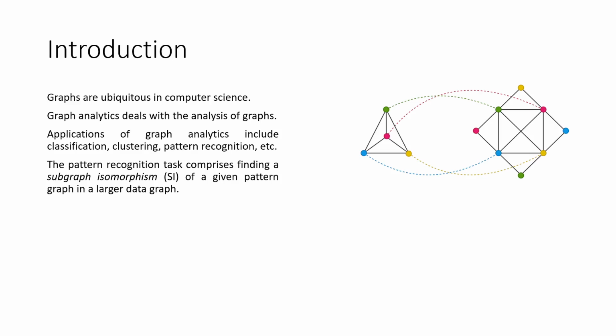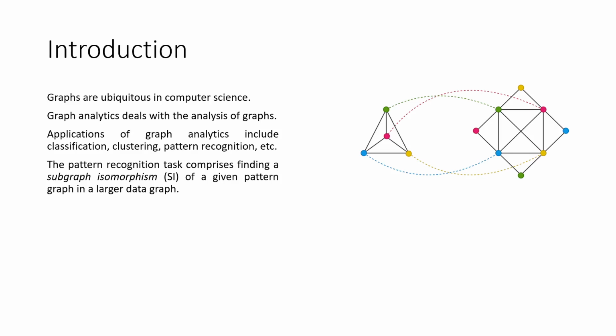And then there is this problem of pattern recognition. In pattern recognition, I would be given a pattern graph and I have to find occurrences of the pattern graph in a larger data graph. So this is the problem that I am interested in, and this problem is also known as the subgraph isomorphism problem. Unfortunately, the subgraph isomorphism problem is an NP complete problem, and therefore no polynomial time algorithms are known.